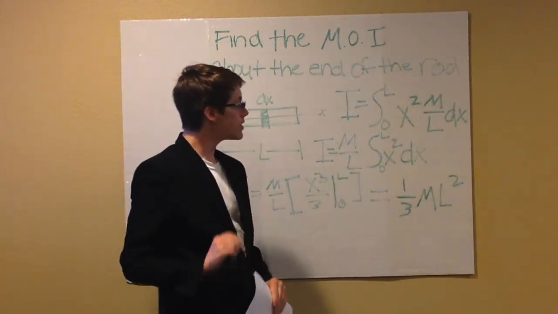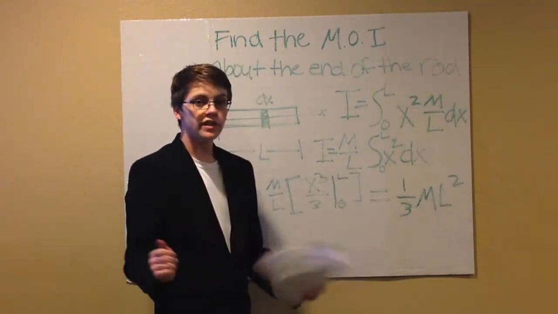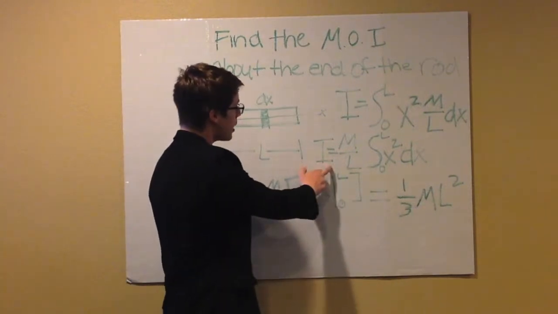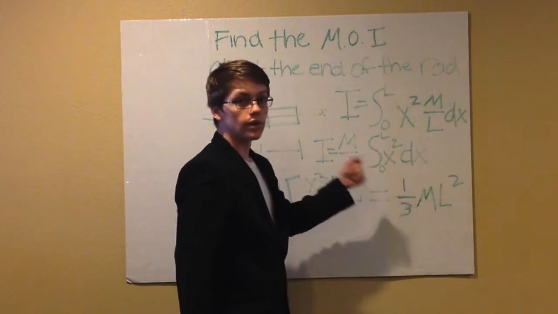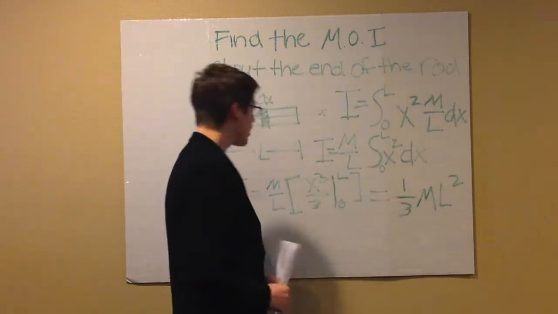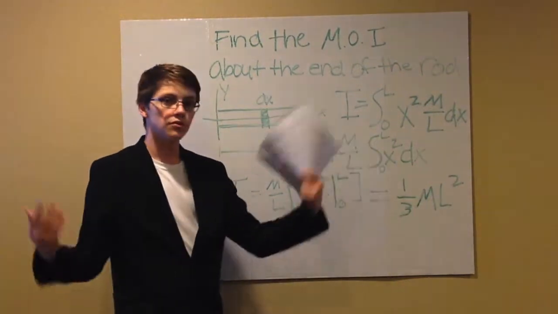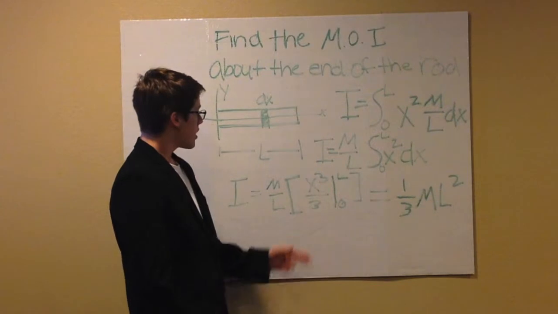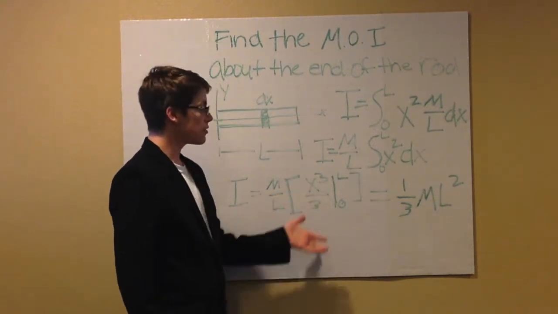And since the mass and the length are not changing on this rod, we can safely take that out of the integral and put it in front because it is a constant. So now we get I equals m over L times the integral from 0 to L of x squared dx. And now we can integrate it just like a normal equation. So we get I equals m over L times the quantity x cubed over 3 from 0 to L.